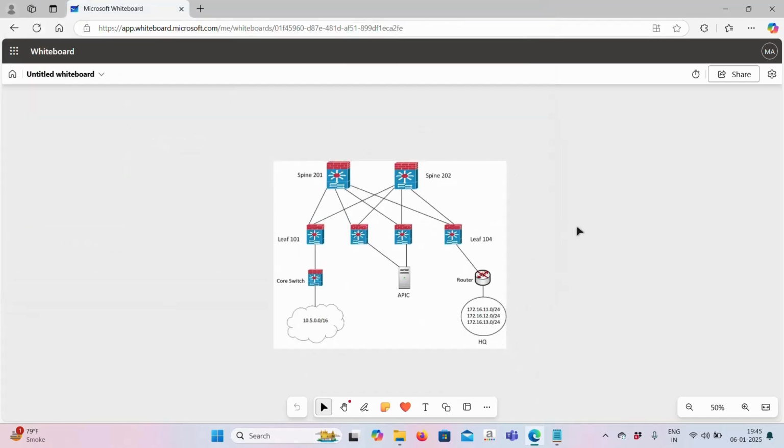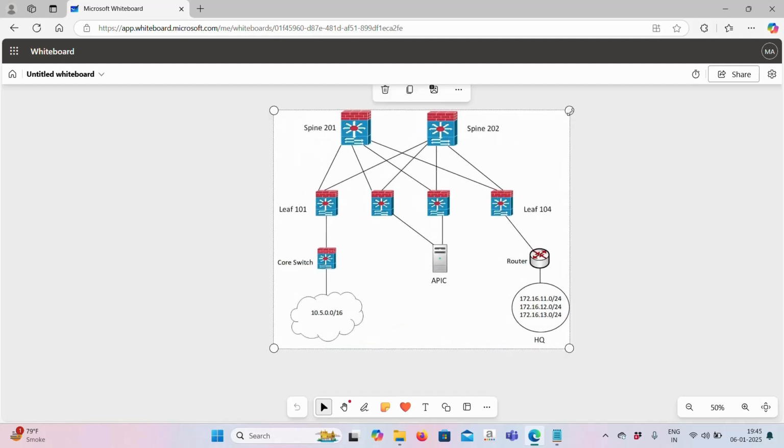So this is the MP-BGP diagram for the explanation. Now in this diagram, the same diagram, I just replaced the endpoints with some L3 leg connectivity. Also on leaf 101, we have a core switch connected via L3 connectivity, and via this core switch, say for example, we are learning the subnet 10.5.0.0/16. On leaf 104 as well, we have a layer 3 leg connected. It's connected to a router which is connected to the headquarter office.